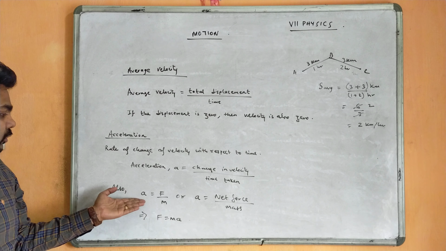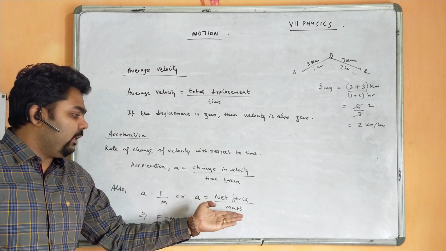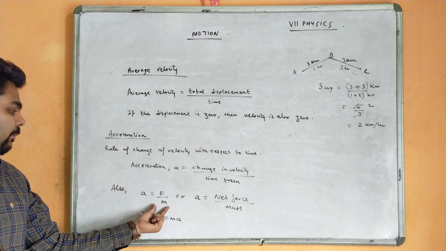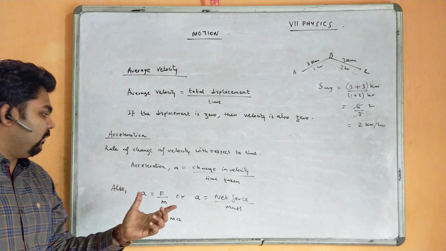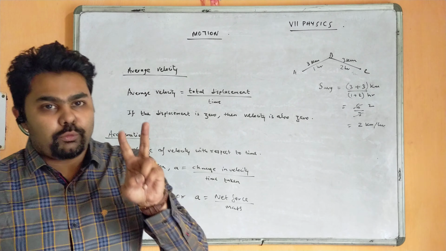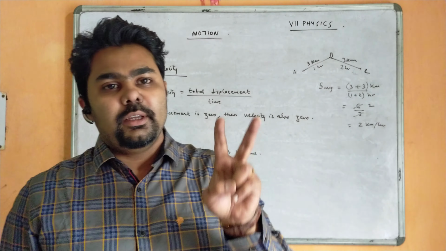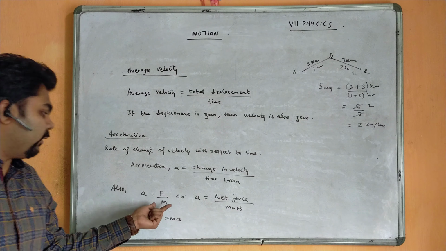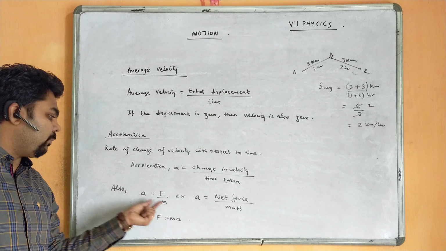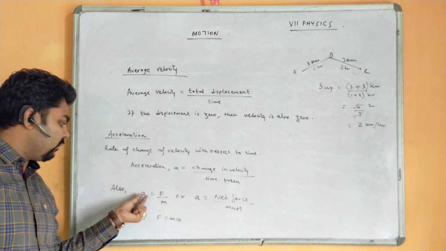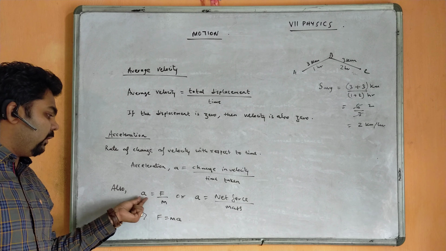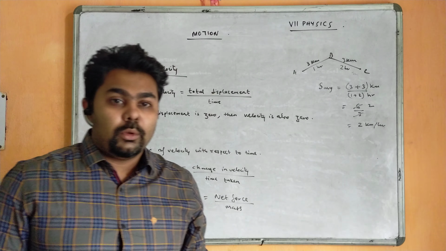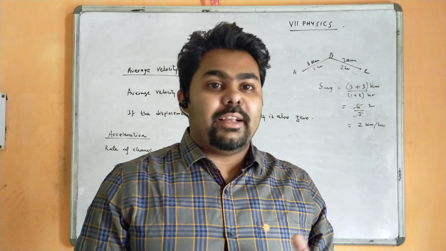Also, acceleration can be defined as net force by mass. Net force means F and mass means m. That means a is equal to F by m. So here you see acceleration has two formulas. One is change in velocity by time, and one is net force over mass. That means it is inversely proportional to mass. Inversely proportional means mass is in the denominator. If mass is less, acceleration will be more, whereas if mass is more, then acceleration will be less.